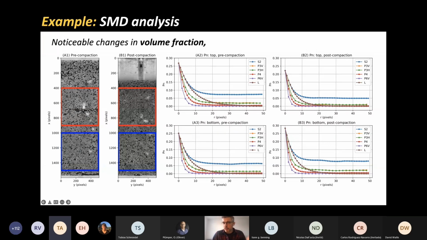Okay, and this point is the volume fraction. And you can see right away that if there are changes to volume fraction, there are changes to porosity. This is what we expect in a compaction experiment. Here, the top decreases in porosity, the bottom actually increases in porosity.